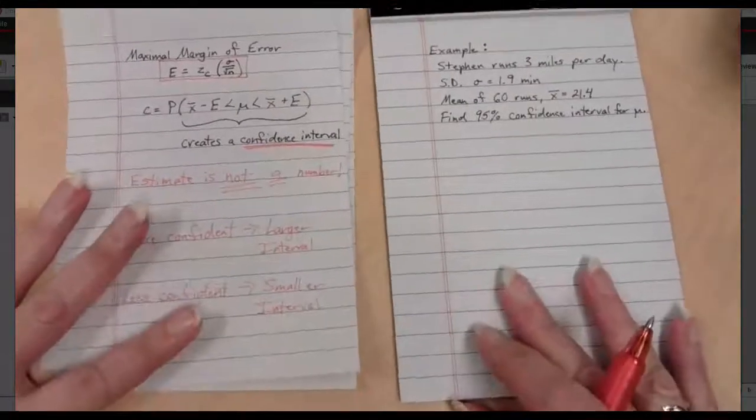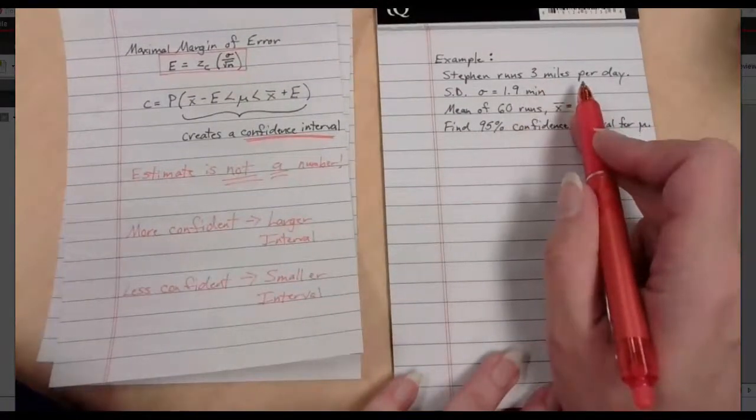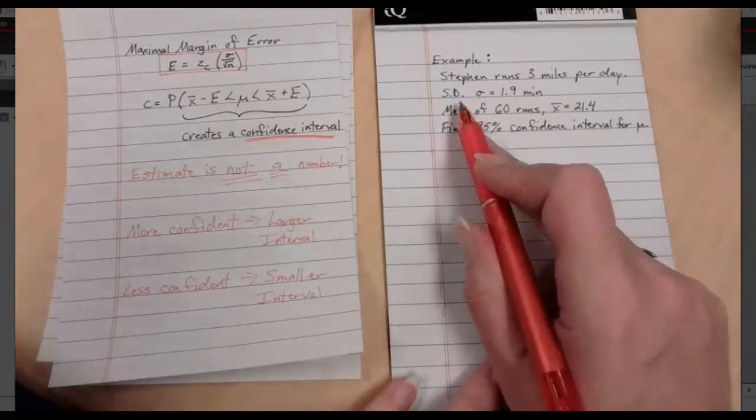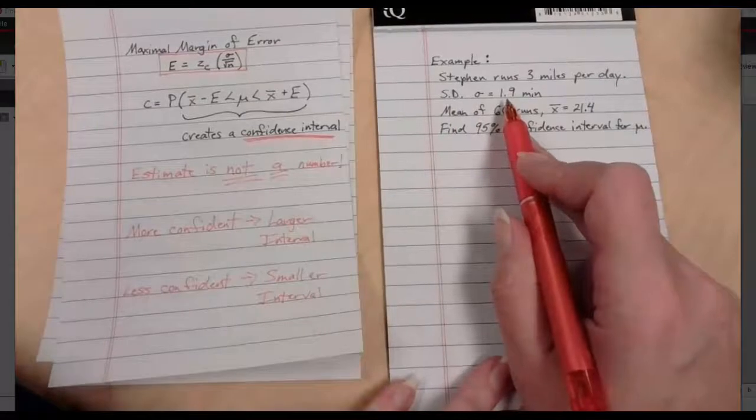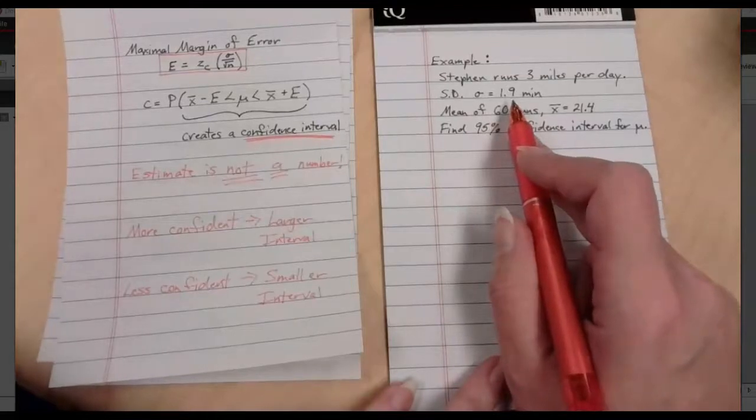Okay, here's my example. We have Stephen. Currently we know that Stephen runs 3 miles a day. We happen to know that he has a standard deviation for his run time of 1.9 minutes. Why do we know this? I have no idea, because again, we don't know his mean, but we know his standard deviation.